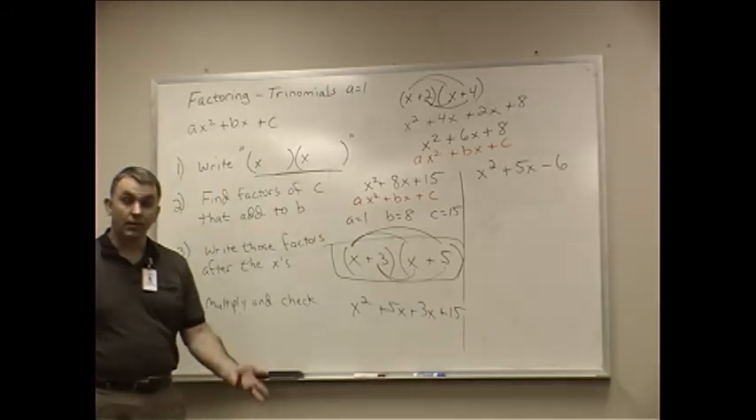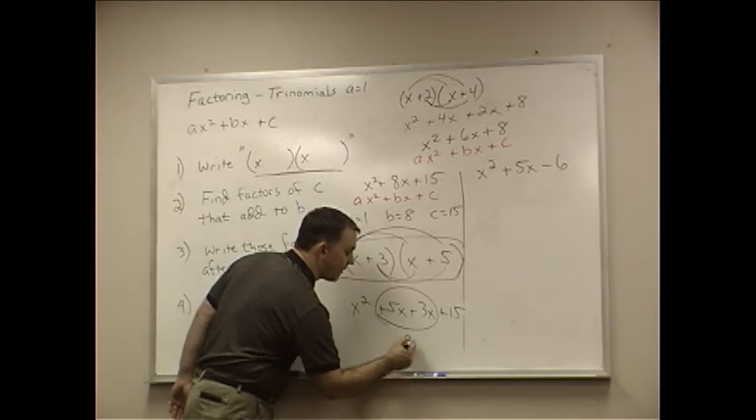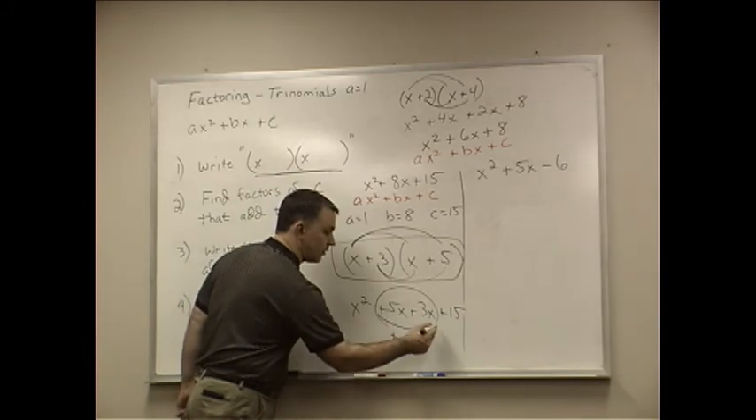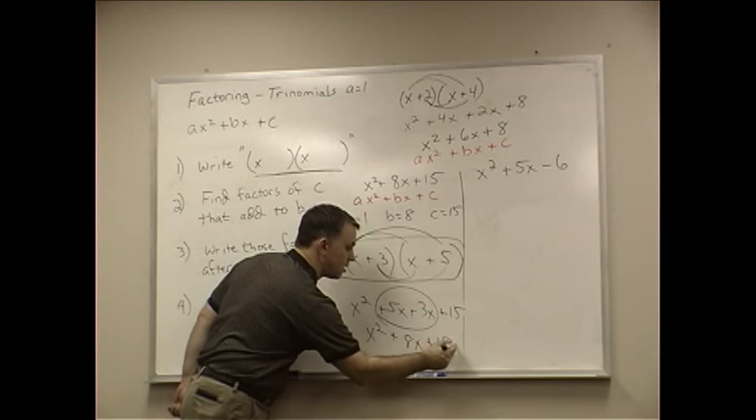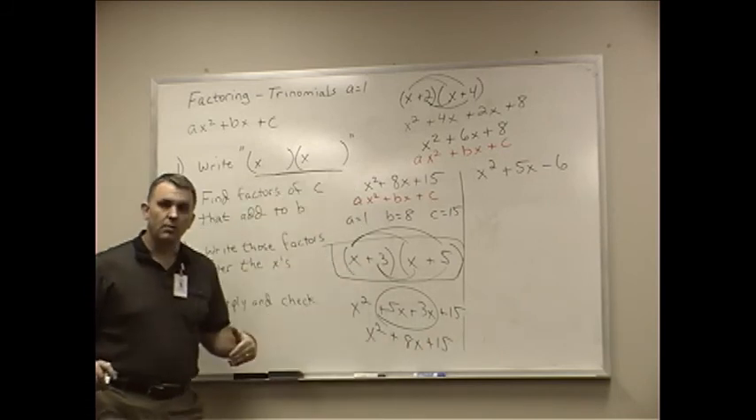I know I've done a lot of explaining on this one. When you add 3x and 5x, it is 8x. So there's x squared plus 8x plus 15. I got a match. I got back to my original. This is the right answer.